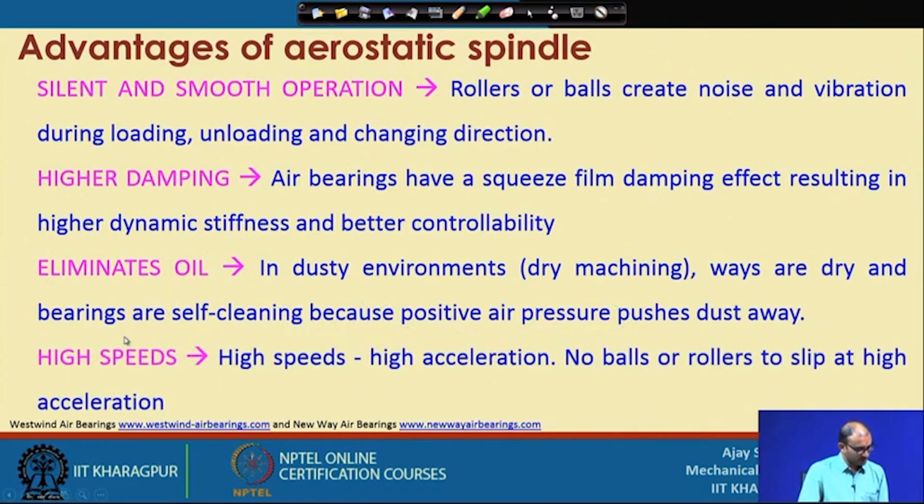Right. Higher speed: we have seen that you can go with a higher speed and higher acceleration, because you are not getting any type of slip in the surfaces.